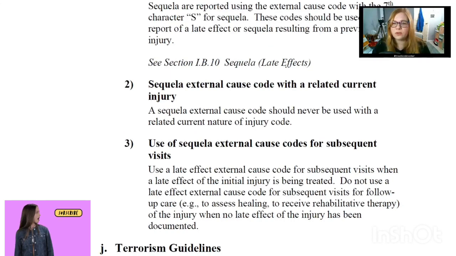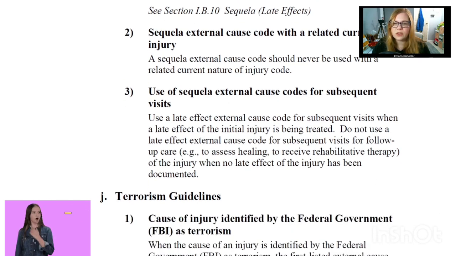Sequela external cause codes with a related current injury. A sequela external cause code should never be used with a related current nature of injury code. Use of sequela external cause codes for subsequent visits. So use a late effect external cause code for subsequent visits when a late effect of the initial injury is being treated. Do not use a late effect external cause code for subsequent visits for follow-up care, so to assess healing, for subsequent rehab therapy, and don't assign it when there is no late effect of the injury documented.